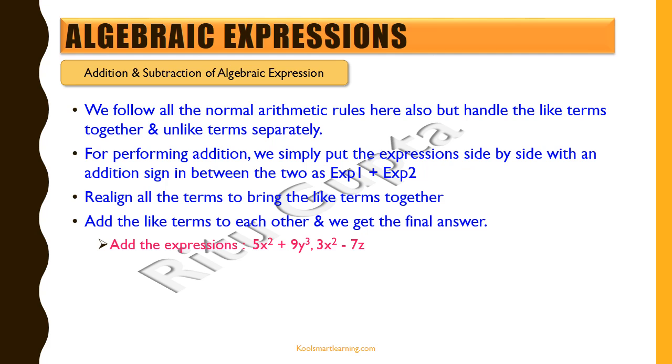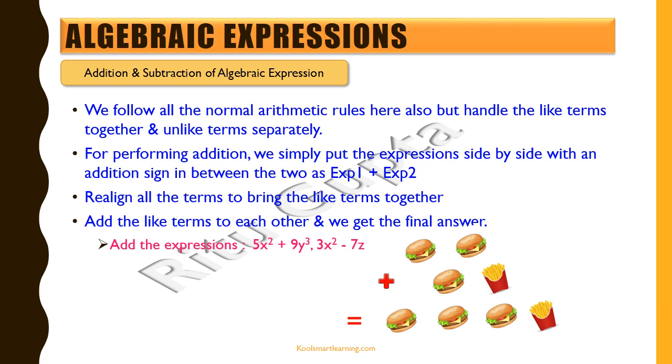We'll take an example to see how we perform the addition on the expressions, but let's first look at an analogy. Say for example, I already have 2 burgers with me and my friend gives me another burger and french fries. Now if I were to tell what I have in all at the end of it, I will say that I have 3 burgers and 1 french fries. I will not say that I have 4 burgers, or 4 french fries, because I am not performing simple addition. I am performing an algebraic expression addition.